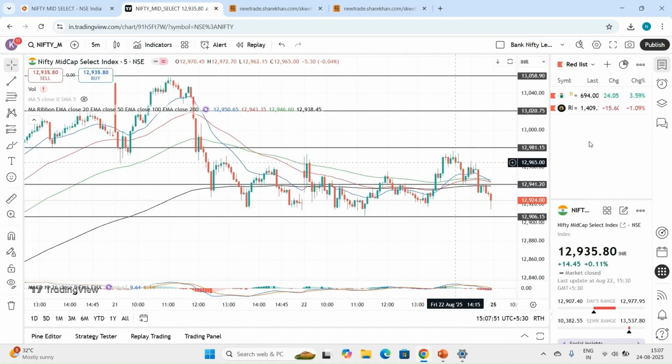Let's look at the chart once more. Now we will try to learn how we are going to see the support and resistance and how we are going to keep our SL and targets.